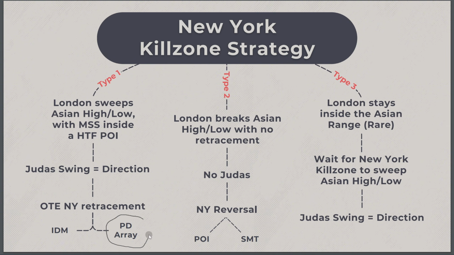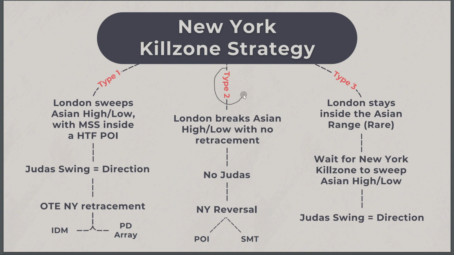Sometimes it's going to be into a PD array, and sometimes it's an inducement or liquidity level taken, which was an inducement, and then continuing lower or higher, depending on the Judas swing, which is the direction. And that's, in my opinion, the easiest type to trade.